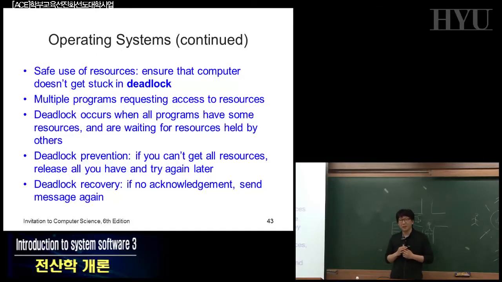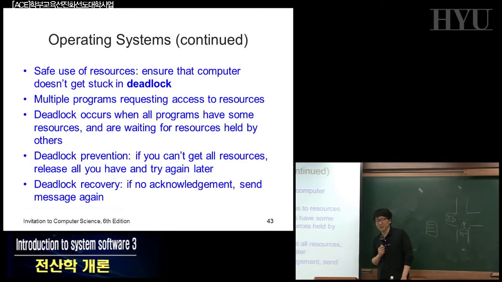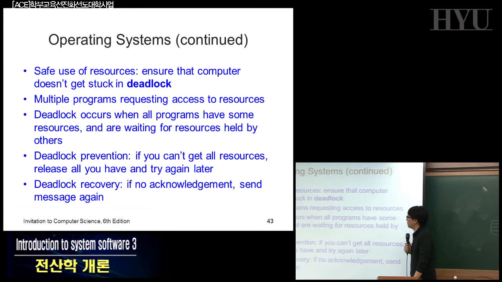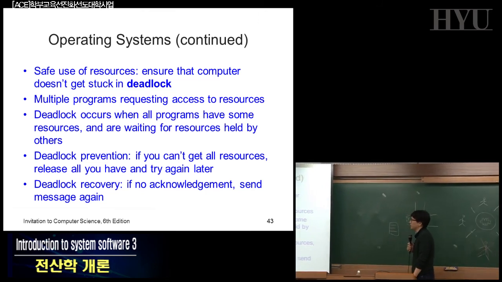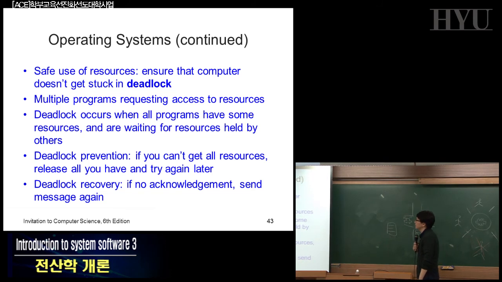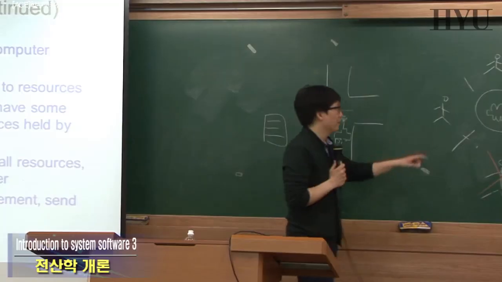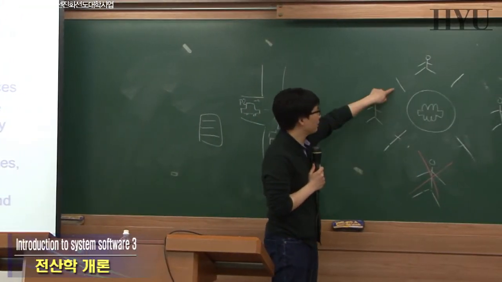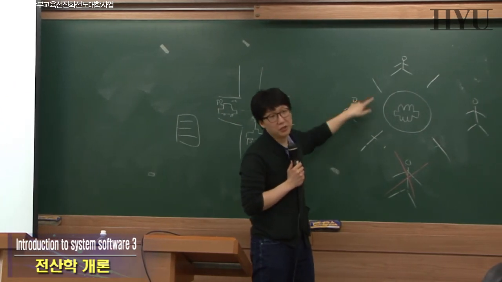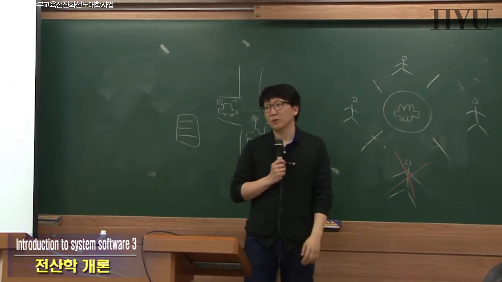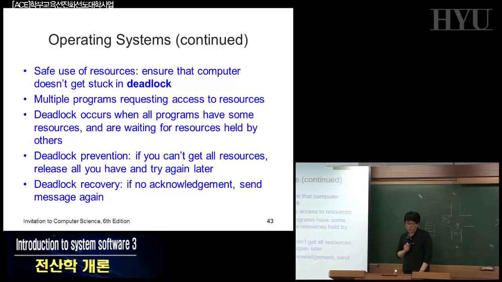Multiple programs requesting. Hopefully that gives you an idea of deadlock situations and synchronization problems. Multiple programs are requesting access to the resources. Deadlock occurs when all programs have some resources and are waiting for resources held by the others. This one has access to these two chopsticks, and this and this are waiting for resources. Here resources mean chopsticks. Sometimes those situations continue, and hopefully not.